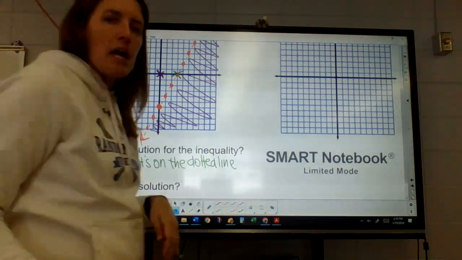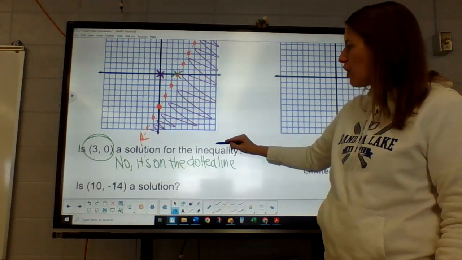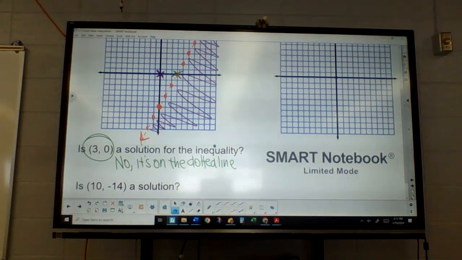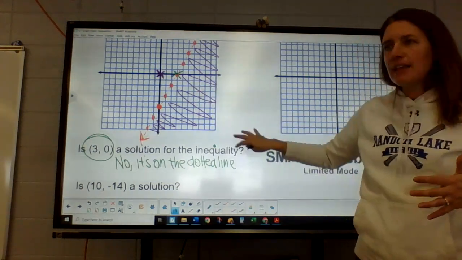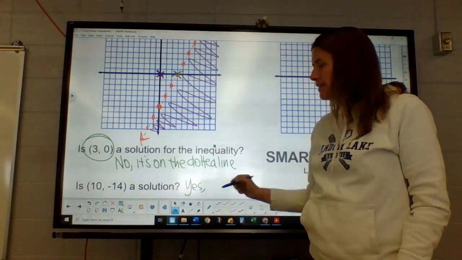All right, my next question: is 10, negative 14 a solution? Well, gosh, that's off my graph. It's down over here. But would that be part of my solution if I was shading? Technically, I should be shading this whole side of the page. Don't shade the whole side of the page, but I should keep coloring because the graph doesn't just stop there, and it's on the side that's good. So we'd say yes, it's in the shaded part.